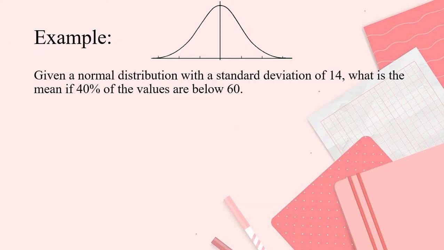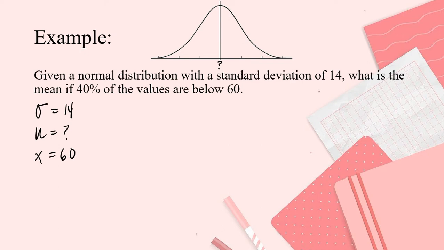So, unahin na natin ang ating given na normal distribution with the standard deviation of 14. And what is the mean? Wala doon si mean. If 40% of the values are below 60. Okay. So, ano po ang tinatanong? Tinatanong po is si mean. So, ilagay natin ang mean natin, yun yung nawawala.